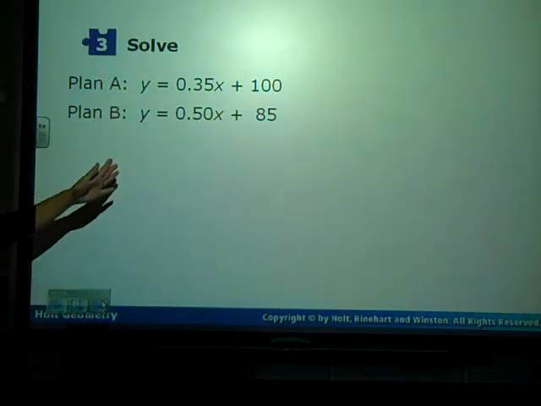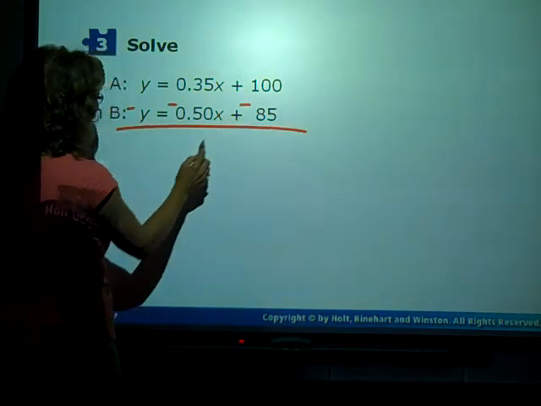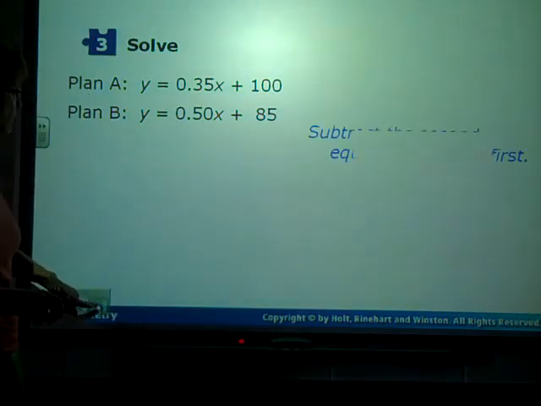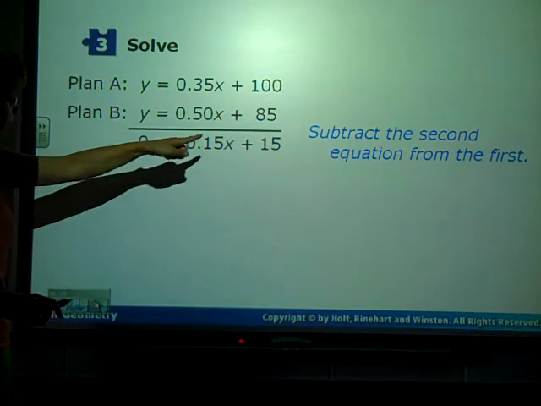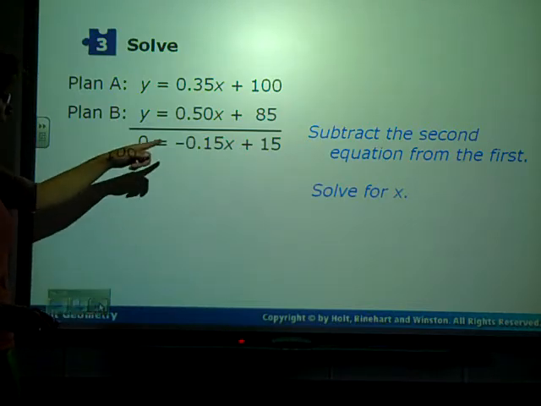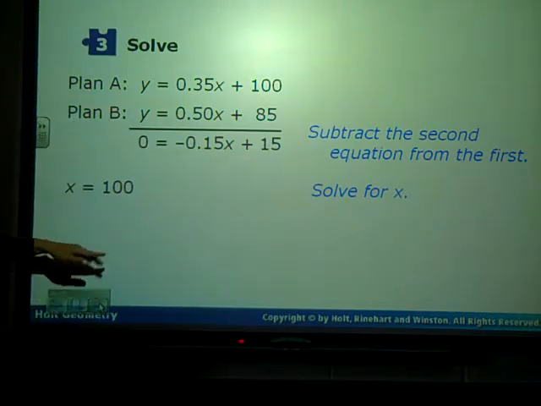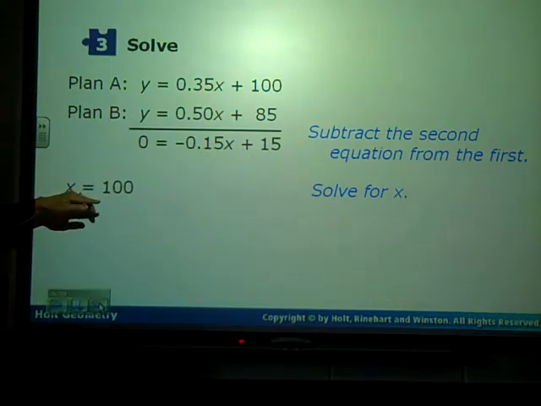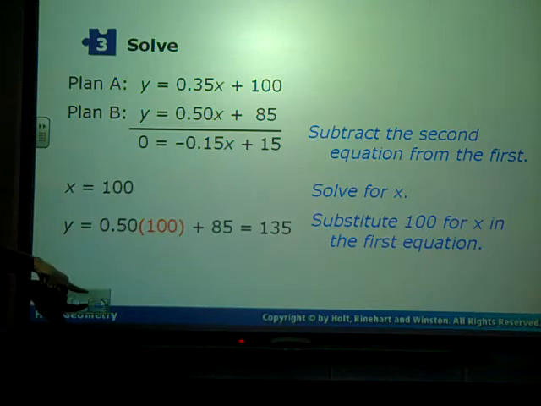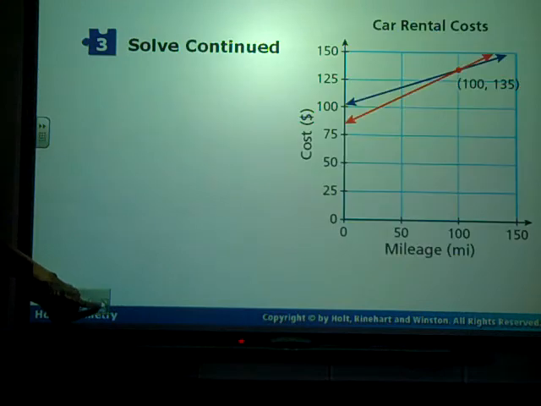Now, one way to solve it would be to look and say, okay, if I subtracted this, the y variable would drop out. And anytime you see that, you always want to solve the easiest way. So we're going to do that. And then we just add 0.15x and divide by 0.15, and you get x equals 100. So that's 100 miles. Well, that's how many miles she would travel. What would it cost? You can put 100 into either equation, and you find out it costs $135. So solve the system, and you know the answer to that.